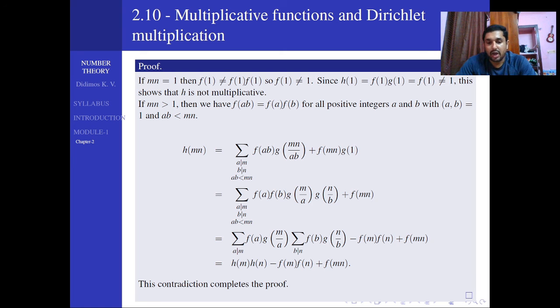So we have assumed that this, minus f of m, f of n plus f of mn, is not equal to 0, because we have chosen mn in such a way that mn is the pair for which the equation f of mn equal to f of m into f of n does not hold. So this contradiction completes the proof.